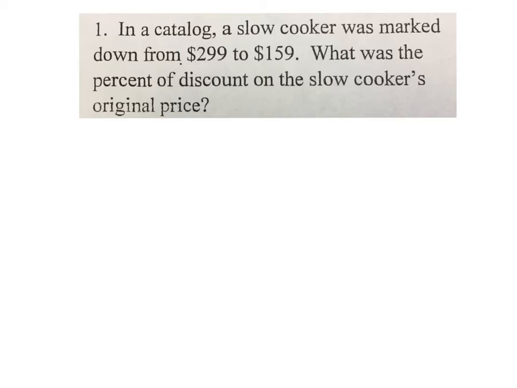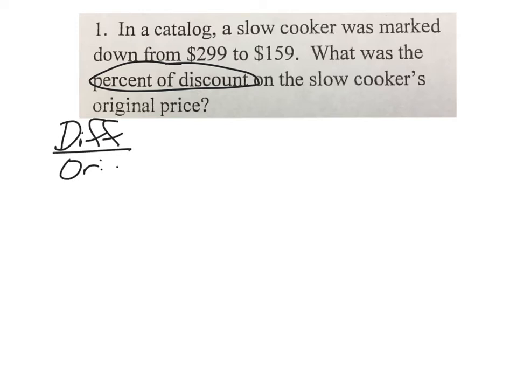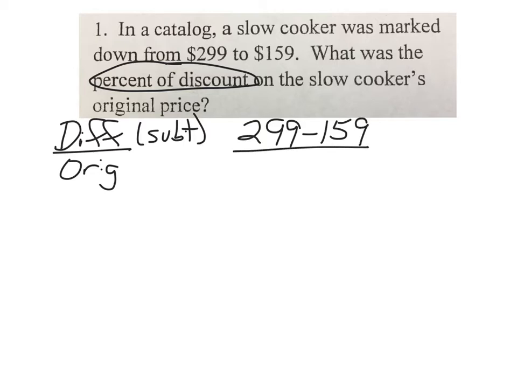The percent of discount are the words you need to look for, because that means it is a difference over original. Now, difference means subtraction. So what I'm doing is I'm going to subtract the two numbers. So on top, I have $2.99 minus $1.59, and that would be the difference between my two prices. And then the original would be the first one, what it started out as, which is $2.99.